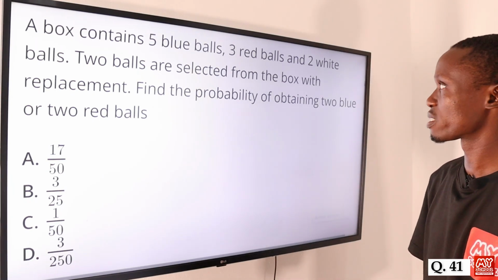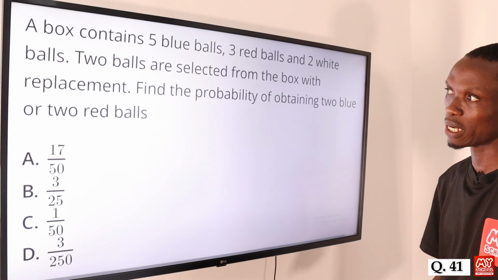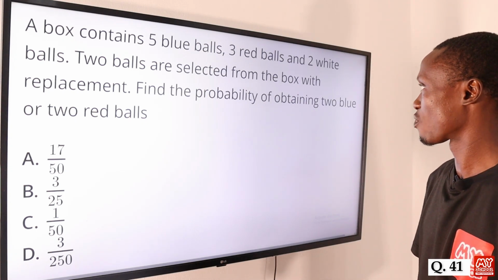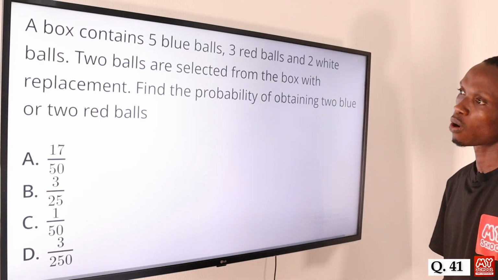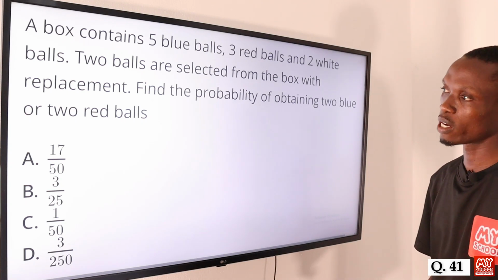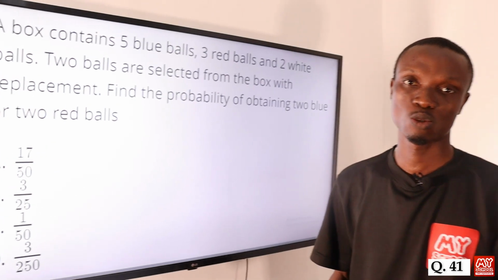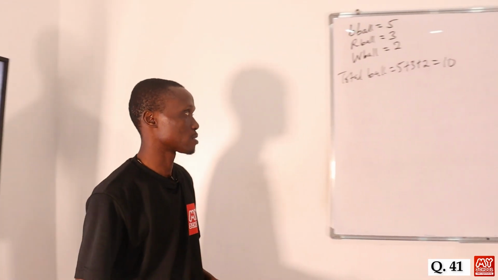2 balls are selected from the bag with replacement. Find the probability of obtaining 2 blue or 2 red balls. So let's move over to this board to provide an answer to this question.